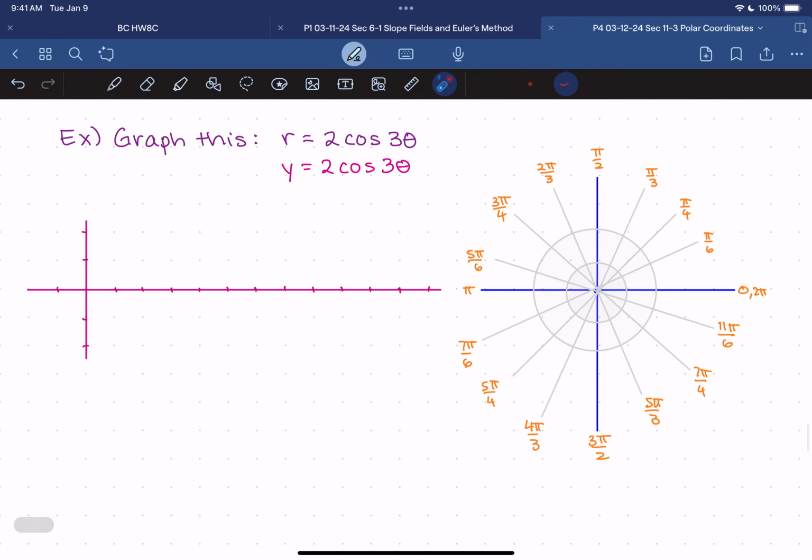Okay, our last problem we're going to do. Let's see how we graph something like this. Now it's not exactly what we had above. You may be thinking, oh, it's just a circle, but it's 3 theta, not just theta. So this is not going to be a circle.